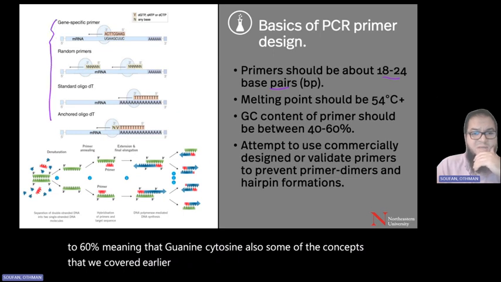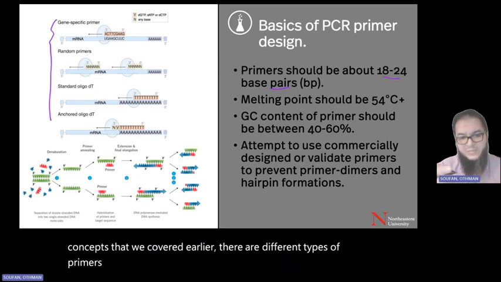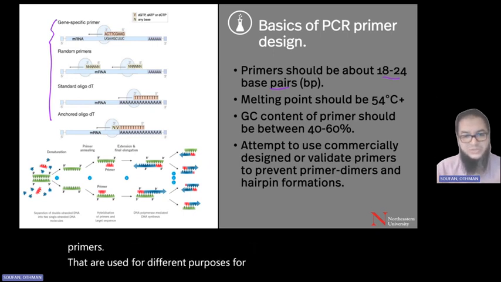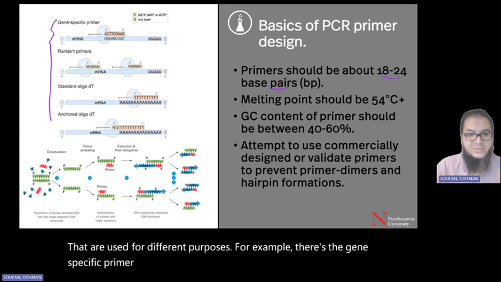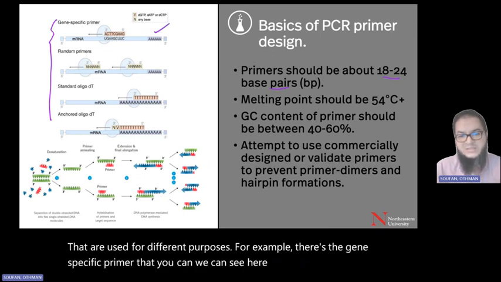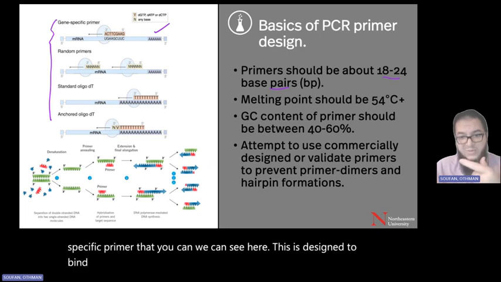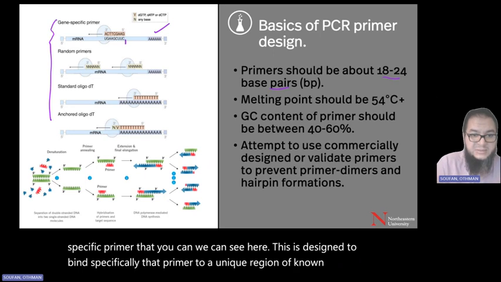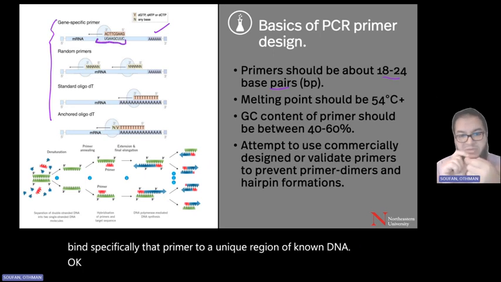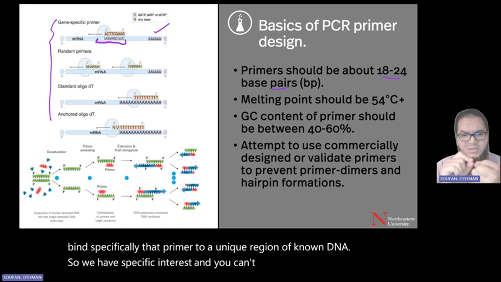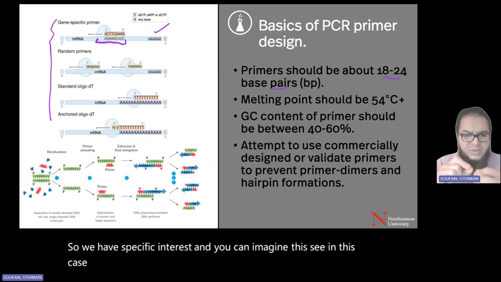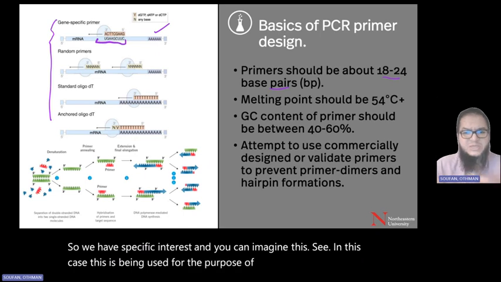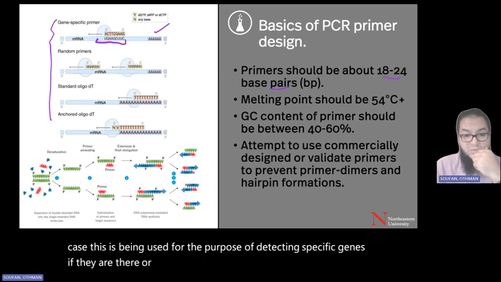There are different types of primers that are used for different purposes. For example, there's the gene-specific primer that we can see here. This primer is designed to bind specifically to a unique region of known DNA. Okay, so we have a specific interest, and you can imagine this being used for the purpose of detecting specific genes if they are there, and so on and so forth.